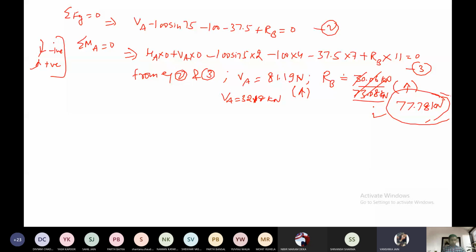Sir, minus 36.89. VA. Yes, sir. That means downward. So you all please check it once again whether you are getting the same value of VA or not. So I have solved and the answer you have written previously, 30.06 kilonewton for RB, I am getting the same. So I'm getting VA 156.303 upward.